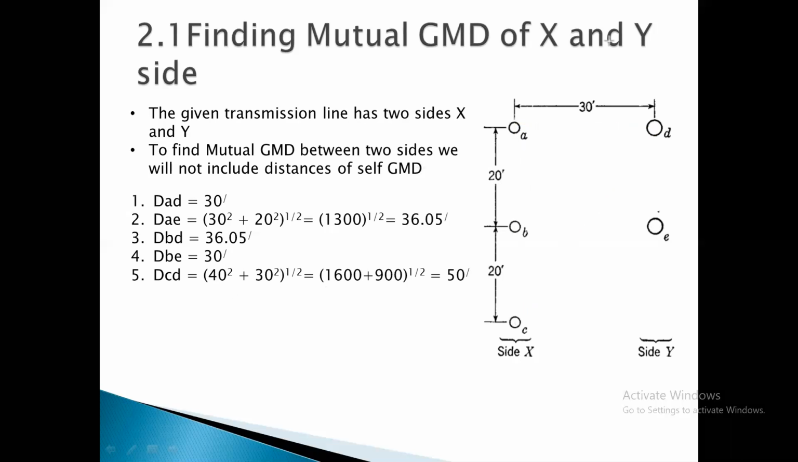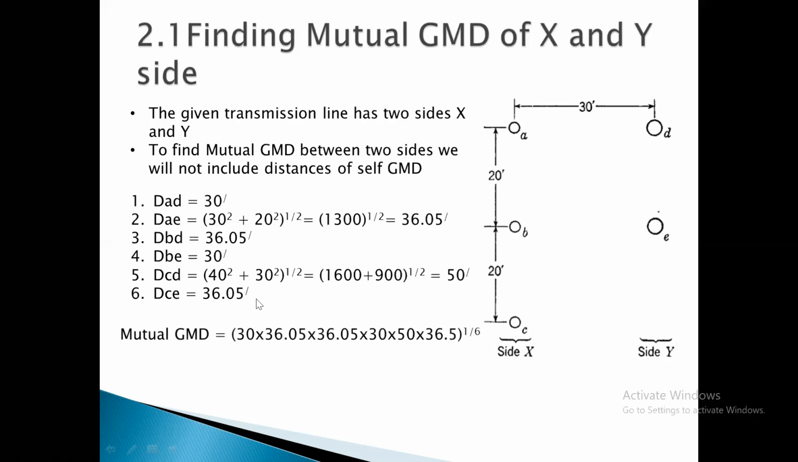Then we move forward, then it is 50 feet. If we calculate it, it is, I think, 2500 something. Yes, the square root of 2500 will be equal to 50. You know that C to E distance is similar, because here the perpendicular is 20 and the base is 30. So the same answer, 36.05 feet.